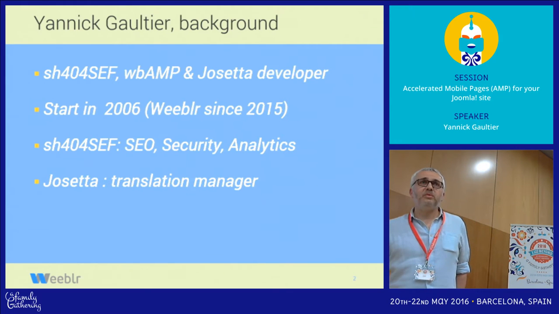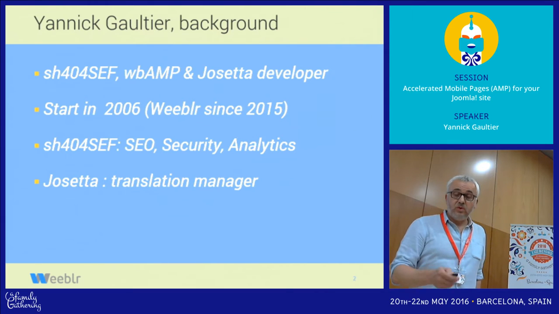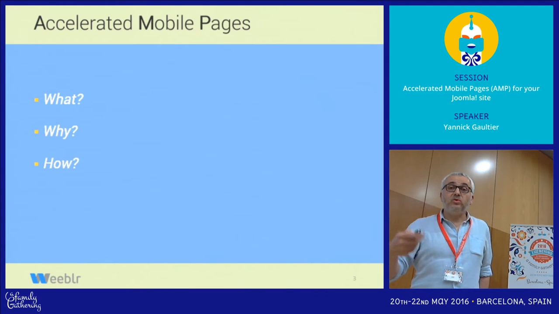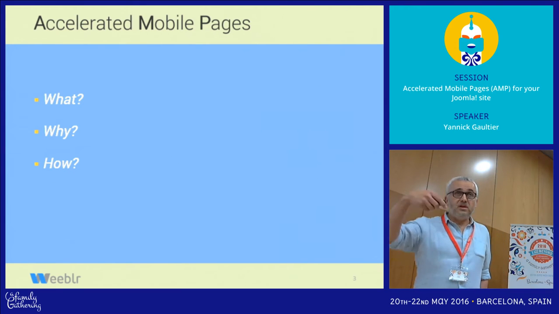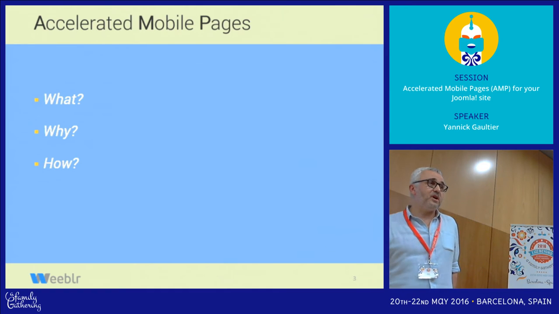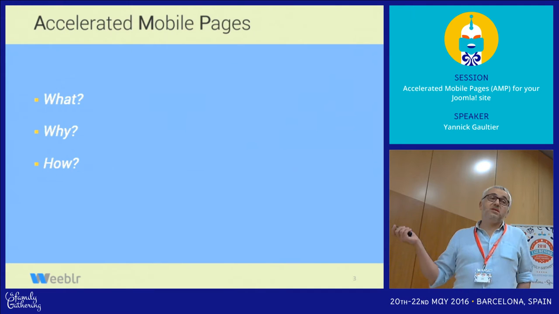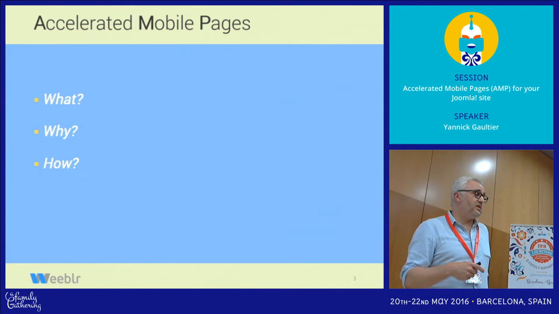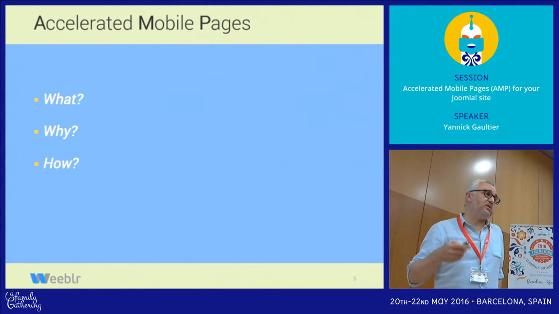But we'll talk a little bit about it, and then mostly about what and why you would like to get on board with Accelerated Mobile Pages, which is a very long and tiring thing to say. So most of the time, I would just say AMP. What is it? Why do we want to get into that? And eventually, for those who actually want, how do we do that?